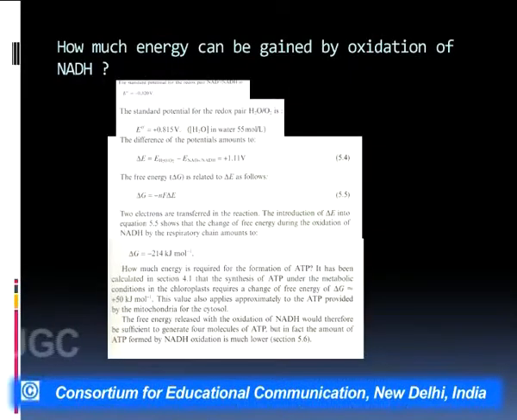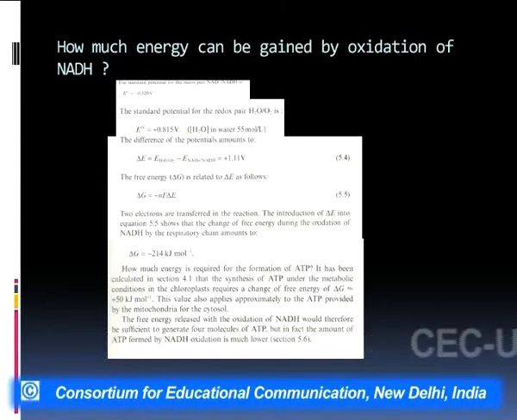The whole story therefore revolves around two facts. One, the standard redox potential of NADH is minus 0.3 volts, which means a highly negative redox potential, a very strong reducing agent and a good electron donor. Two, the standard redox potential for water or oxygen, which is plus 0.8. So, that means the difference according to the Nernst equation here would be to the tune of plus 1.1 volts.